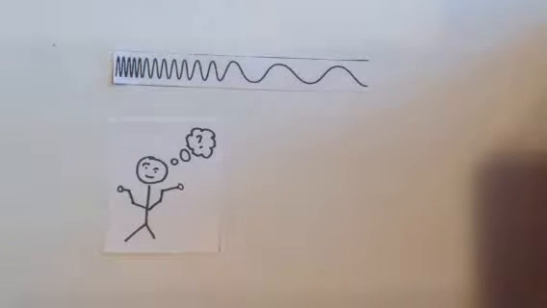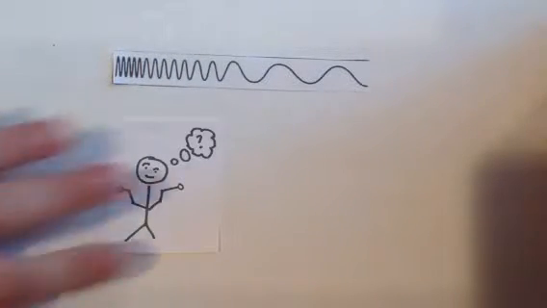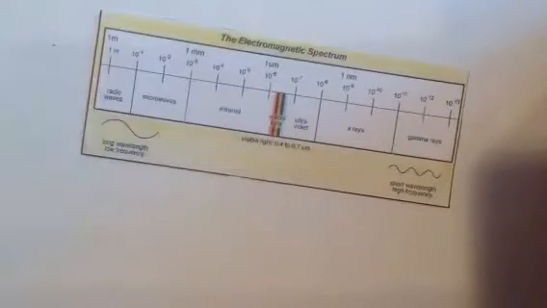Now, what is the electromagnetic spectrum? Well, it is the index of different wavelengths of electromagnetic radiation. It is categorized by what wavelength and frequency it travels at.